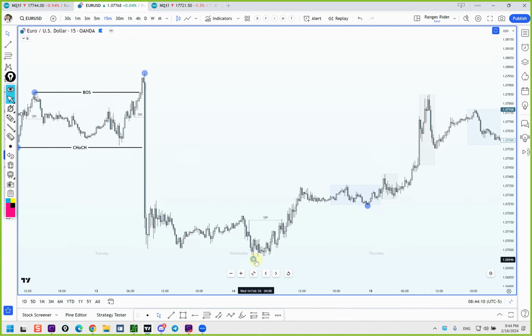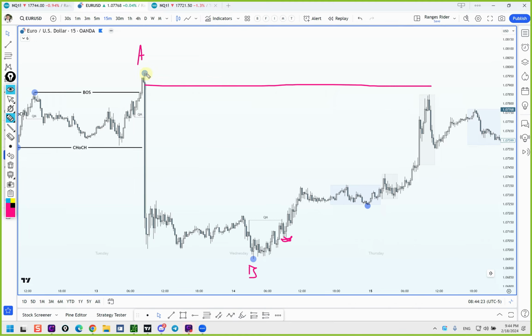And then what do we have? We have the range from here, A to B, and we turned bullish from here once we have the QM, right? Because we are looking for something to take the internal range liquidity. We don't have any internal range liquidity or something.